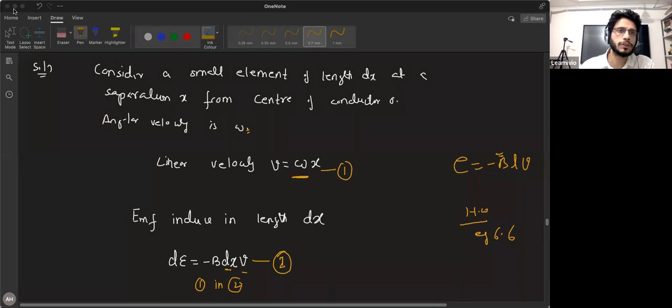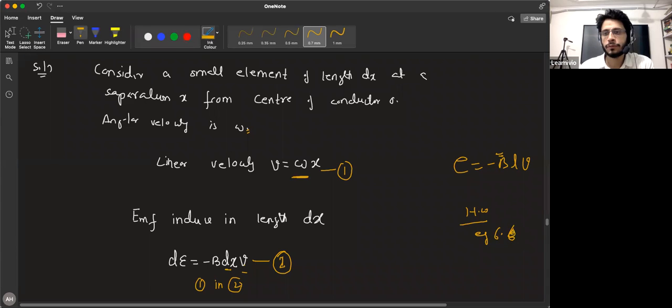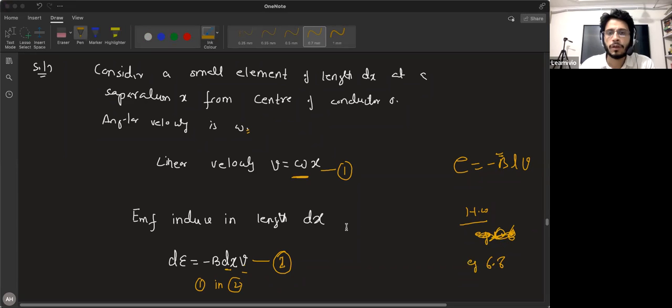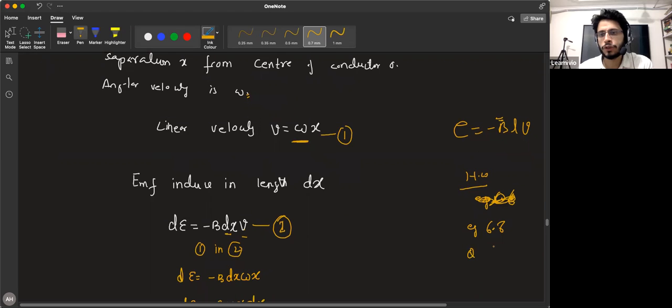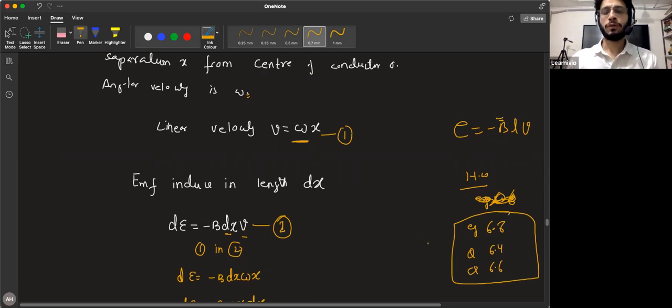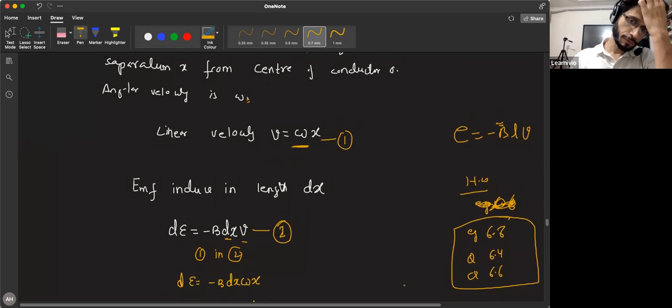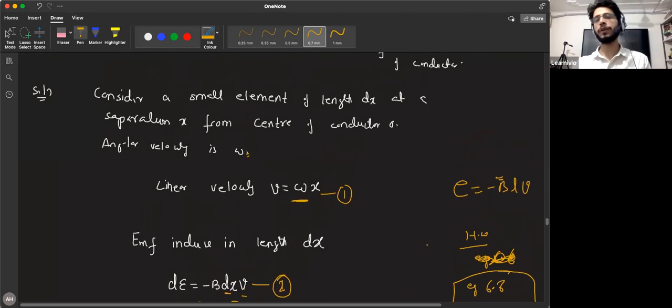Sorry, not 6.6, we already did 6.6. Example 6.8. And after 6.8, you will do two questions: question number 6.4 and 6.6 of NCERT. If you can solve these questions, your motional EMF is over. If you don't solve these three questions, your motional EMF will be incomplete.